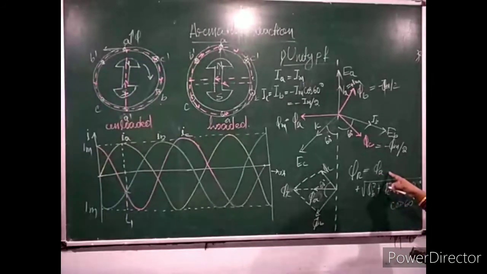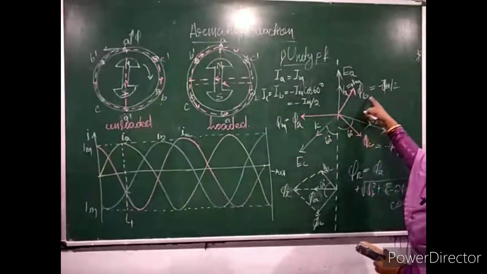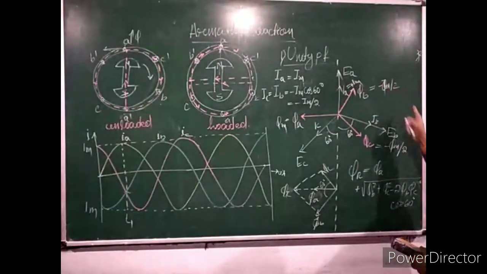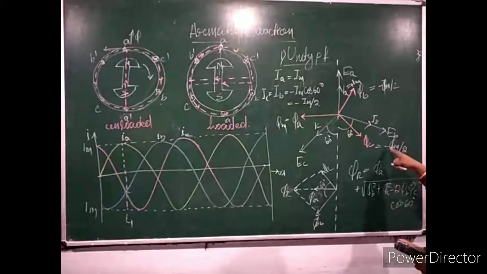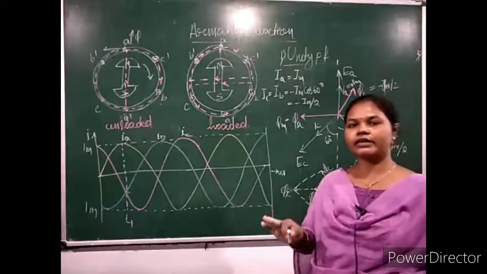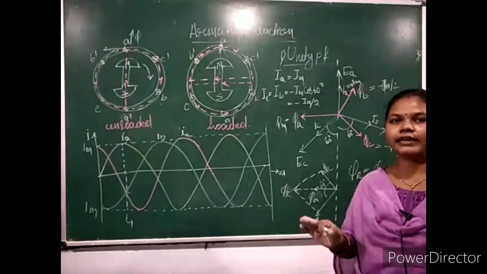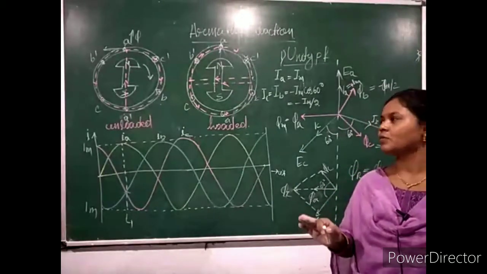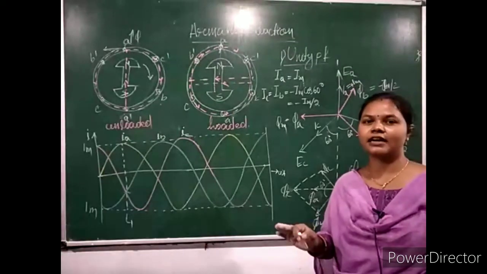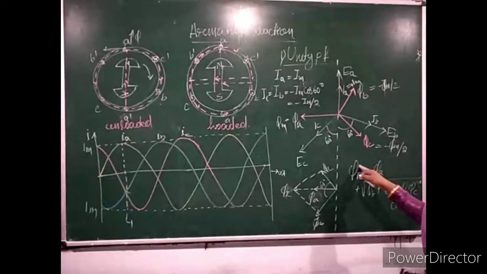Here phi A value is how much? Phi A value is phi m. Phi B value is minus phi m by 2 and phi C value is minus phi m by 2. Clear? Students, you may feel this one is very lengthy, but if you concentrate on this, it is very easy. So please be patient and try to understand this lesson. If anywhere you get any doubt, then ask me.